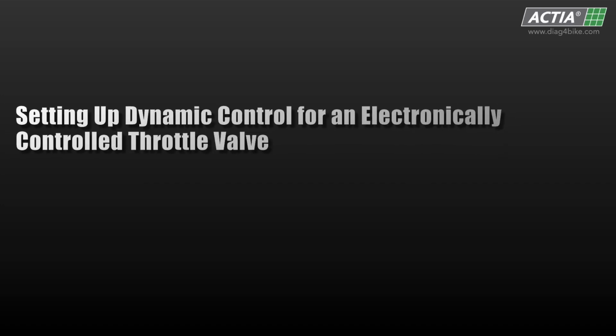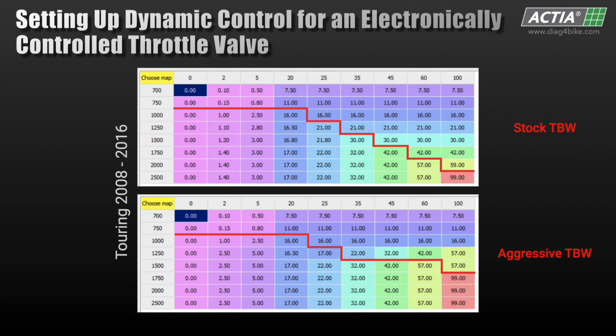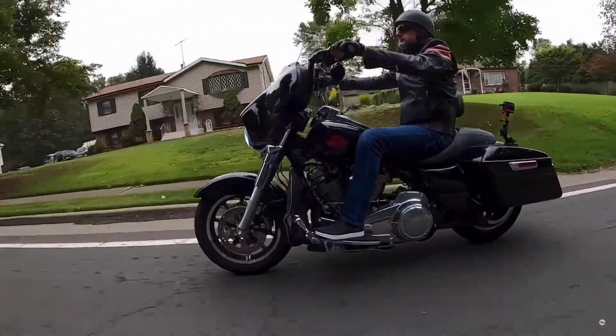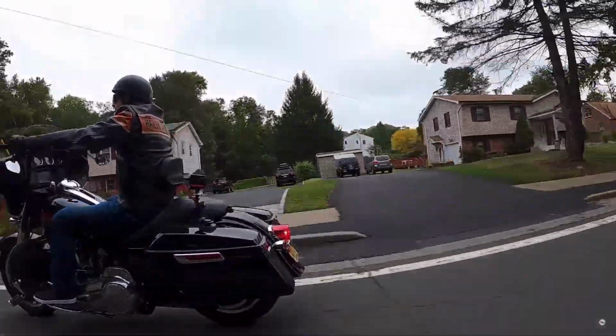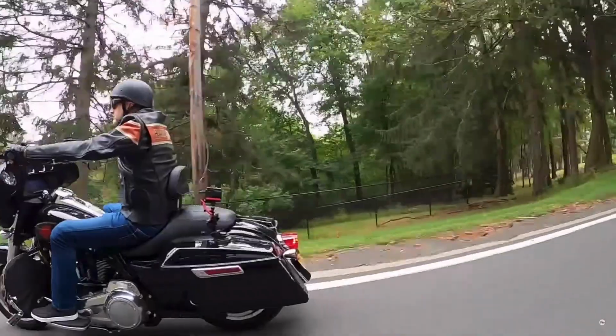Setting up dynamic control for an electronically controlled throttle valve primarily applies to Touring 2008 to 2016 models. The original map places major restrictions on the relationship between the position of the throttle handlebar and the position of the throttle valve at low engine speed. The manufacturer's goal was to limit the onset of performance parameters of the motorcycle during acceleration. It is likely used as a method to protect the clutch and transmission. However, the setting spoils the enjoyment from aggressive acceleration of the motorcycle.